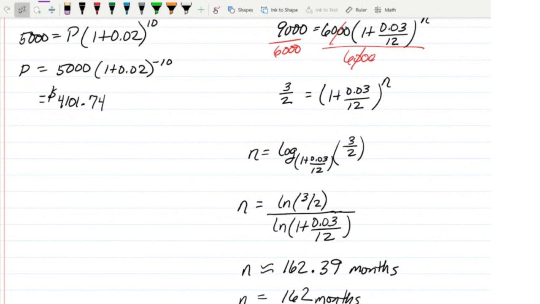Right? So a lot of times, depending on the wording, you might say, okay, look, I need to have at least 9,000. So I would always round up, even though it's 0.39, I would still round up. The 163rd month is the very first time that the value will be greater than 9,000. And anytime before that, it'll be slightly less than 9,000.